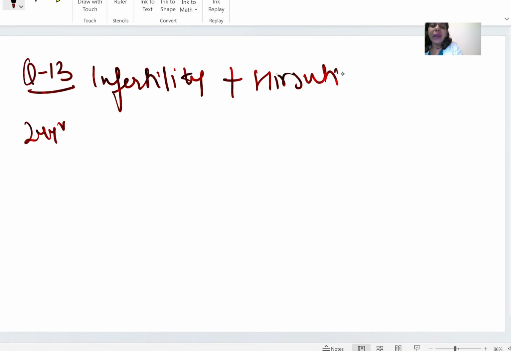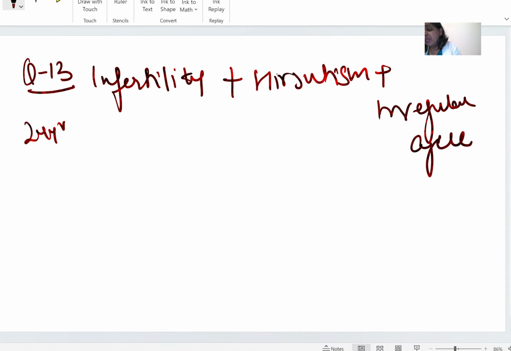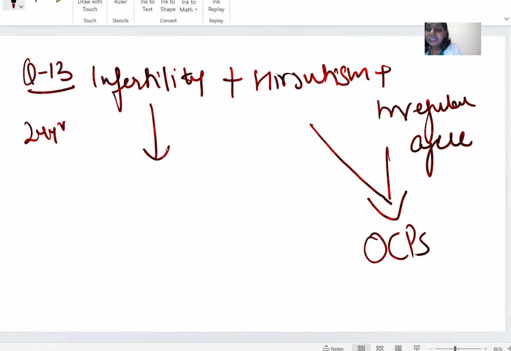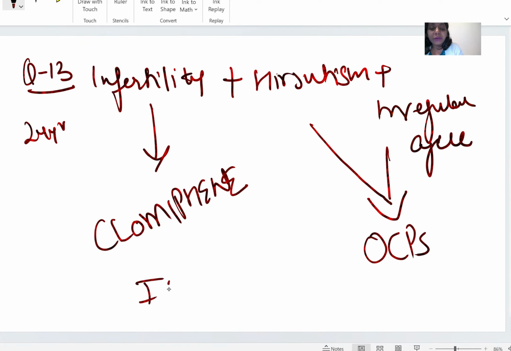Now, they have not asked what the lady is seeking treatment for. Okay, so first of all, the irregular cycle and hirsutism will be treated by OCPs. Infertility will be treated by clomiphene. And for insulin resistance, we will give metformin.